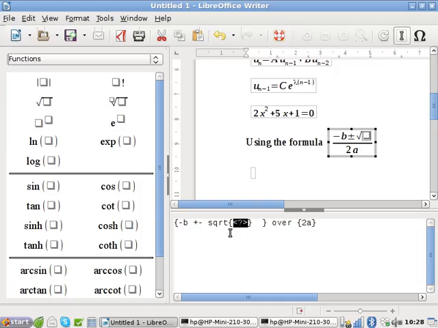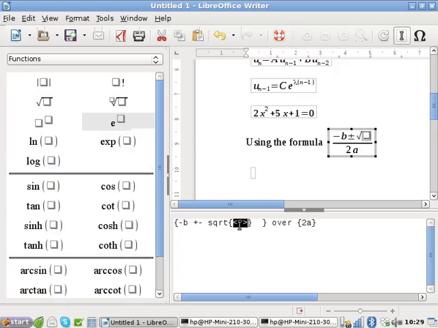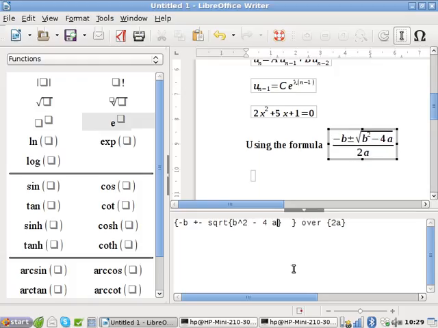It's sqrt brackets. So it's minus b plus or minus the square root of b squared. Whoops. Let me just go back here. B squared minus 4ac. Okay, type this in. Minus b plus minus square root b squared minus 4ac, and then over the 2a.